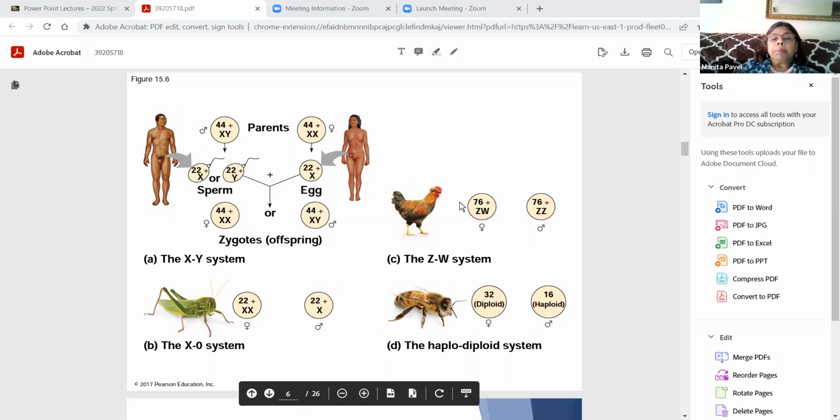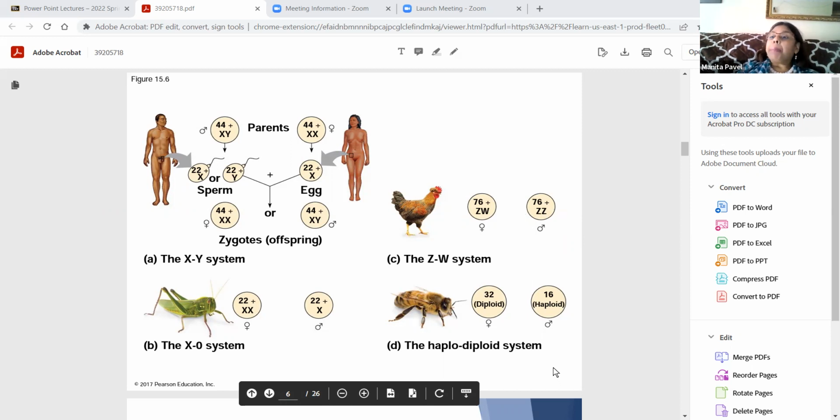Let's look at the rooster, the cock. What they have is what we call the ZW system. Who has this ZW system would be the females. They have 76 plus 2, a total of 78 chromosomes. So the females will have ZW, whereas the males will have ZZ. It's just the opposite, if you want to think of it that way. Males in us, humans, have XY. Here, their males will have the same type of chromosome, ZZ, and the females will have the W.